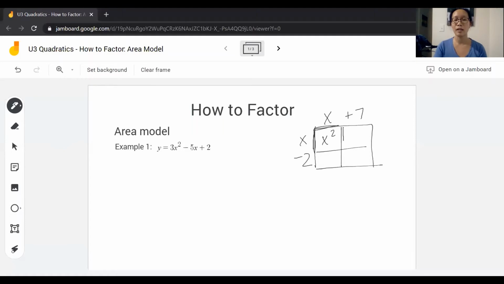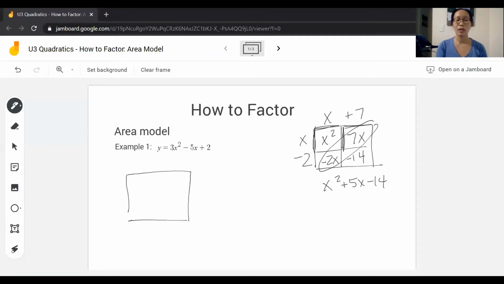On the top right, it's a length of x times a width of positive 7, which gives us positive 7x. On the bottom left, negative 2 times x is negative 2x, and on the bottom right, negative 2 times 7 is a negative 14. From there, we can combine like terms, which gives us x squared plus 5x minus 14. When we factor using the area model, we are doing the exact opposite.